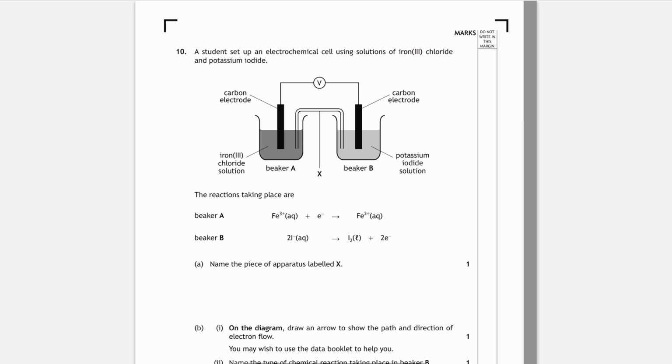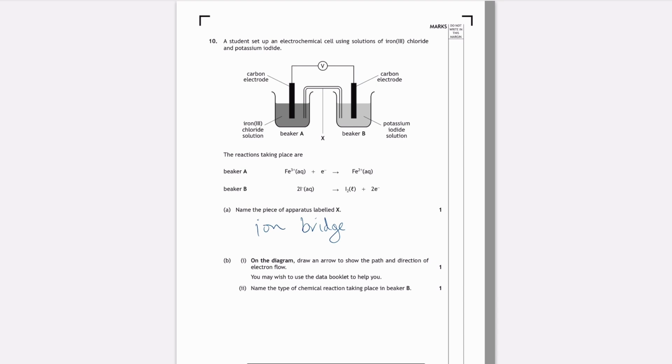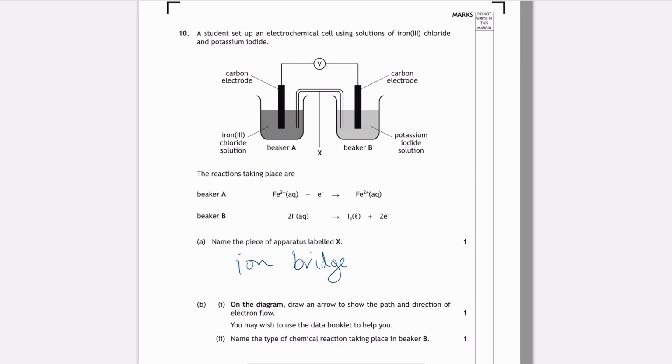So then apparatus X is either an ion bridge or a salt bridge. You can call it either. I usually call it an ion bridge, but like I say, you can call it a salt bridge. You just need to remember that that's what that piece of apparatus is called. Then for drawing an arrow to show the path and direction of electron flow. So we don't have metal electrodes here, so looking at the electrochemical series isn't really very helpful in this one. But they do give us the reaction, so we can actually see which one's gaining electrons and which one's losing electrons.